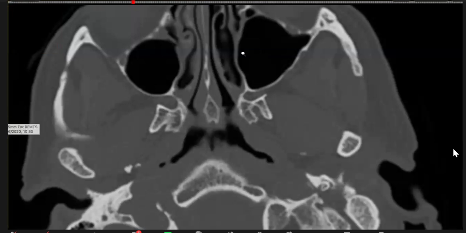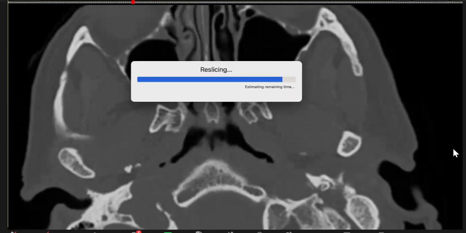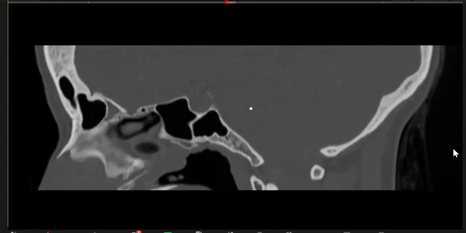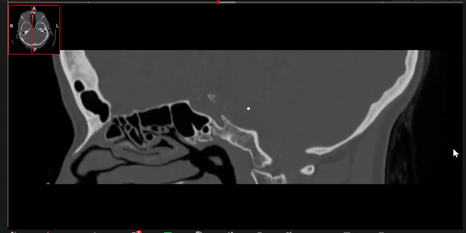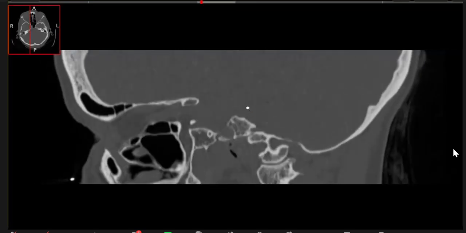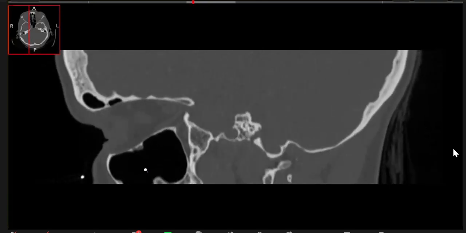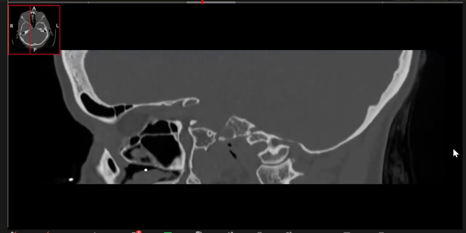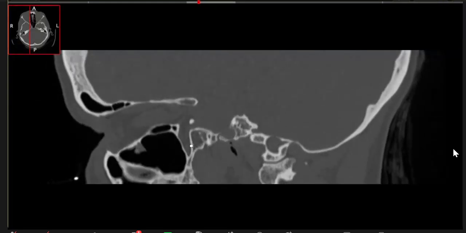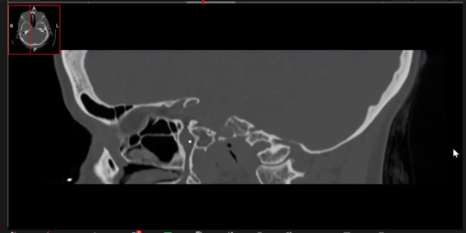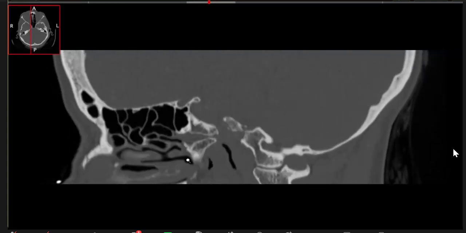Let me show you the sagittal first of all. So this is a sagittal, right? Let me make it slightly smaller. Do you see? This is the maxillary sinus. Now you will see it beautifully. Here you are. You see this? This is the pterygopalatine fossa, and how it communicates with the orbit, etc. So this is the pterygopalatine fossa.